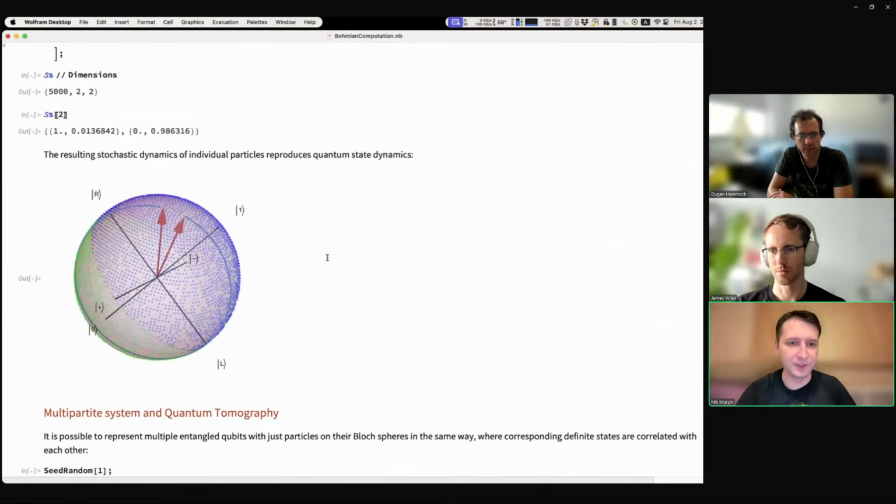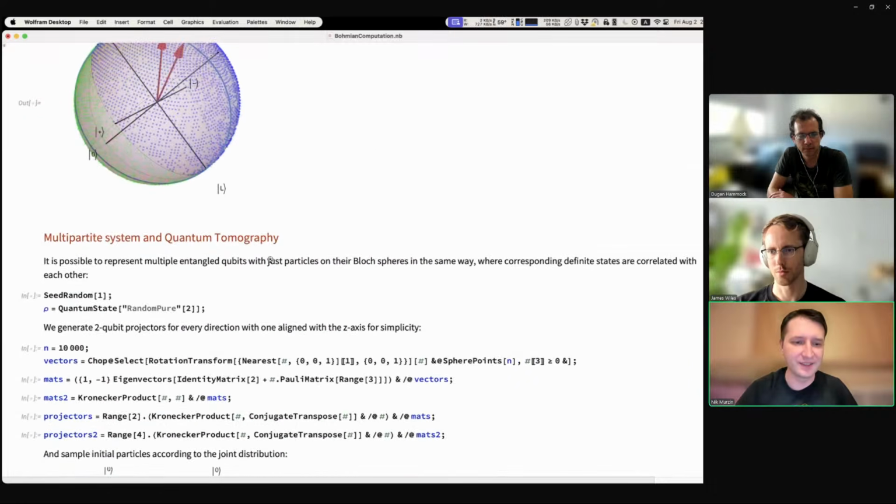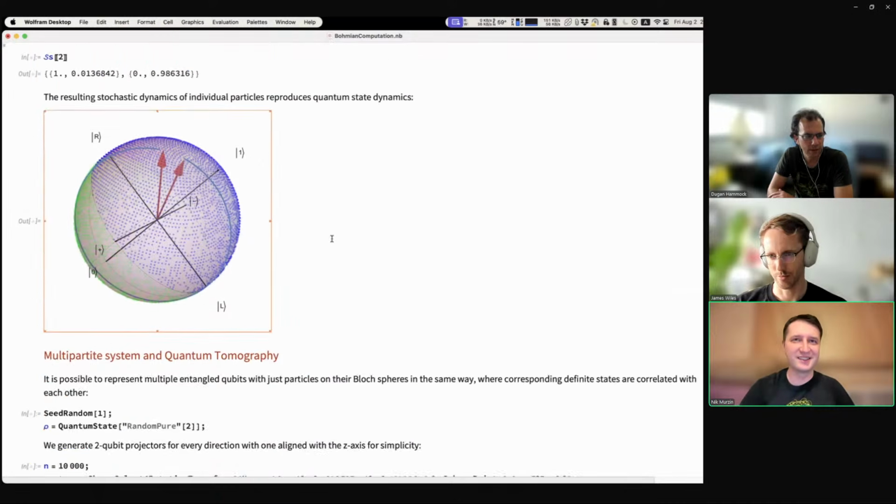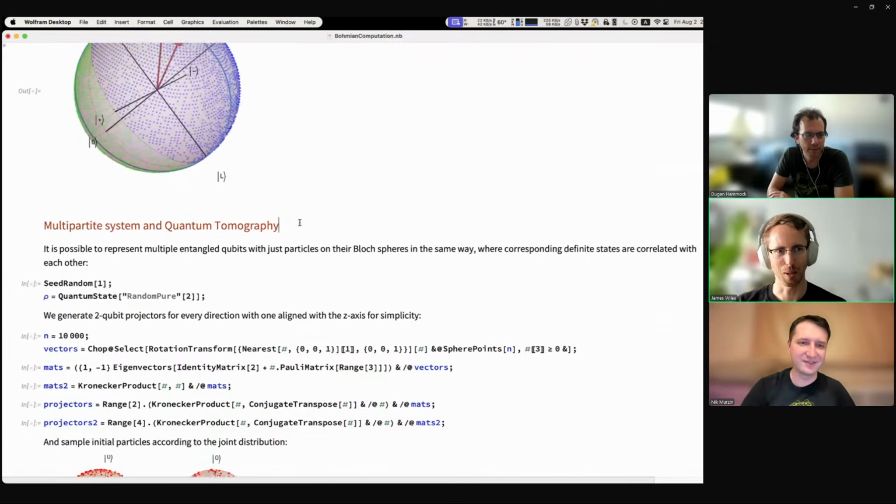All right. But this is the single qubit, right? So, any questions at this point? Okay, good. Dugan, maybe do you want to?